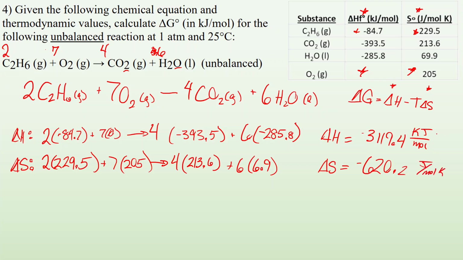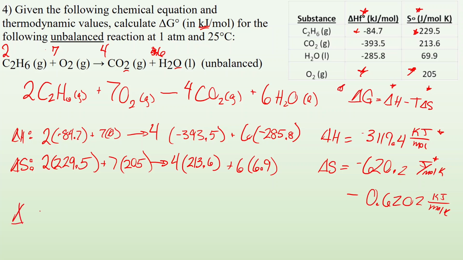So it's important that I make sure I fix one of these. Since they want my answer in kilojoules per mole, I'm going to fix my delta S from joules to kilojoules. So I got to divide it by 1,000. So it's negative 0.6202 kilojoules per mole Kelvin. So now I can go back to this equation.